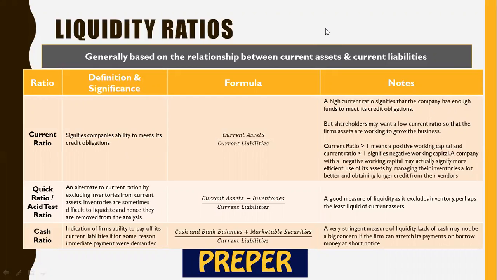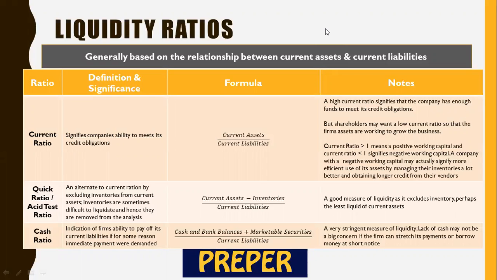Under liquidity ratios, there are three key ratios that you will hear about and that you will need to be aware of. And these are mentioned on this table. These are the current ratio, the quick ratio, which is also known as the asset test ratio, and the cash ratio. We'll just discuss all these briefly.